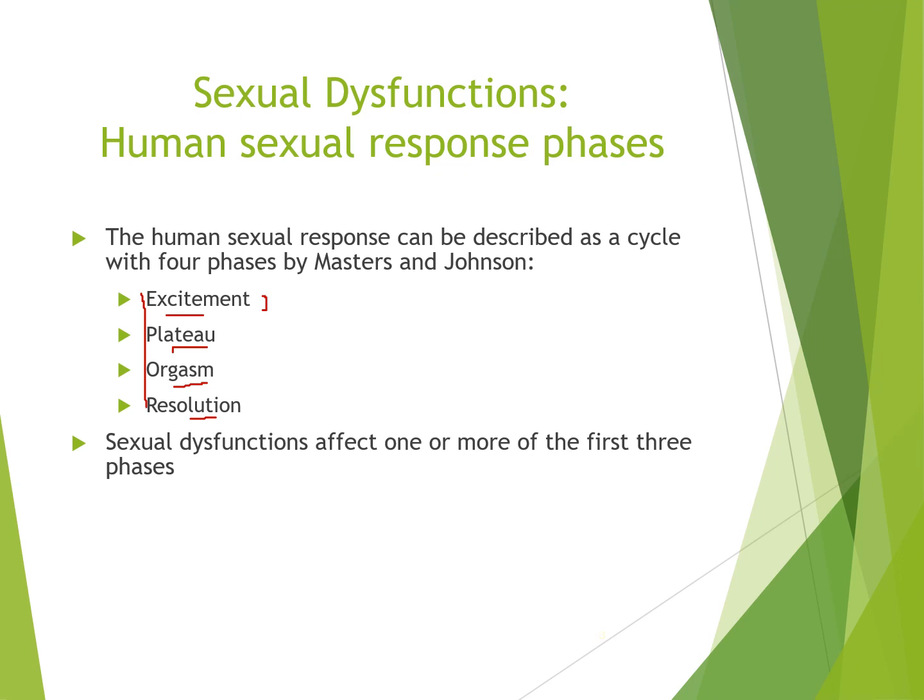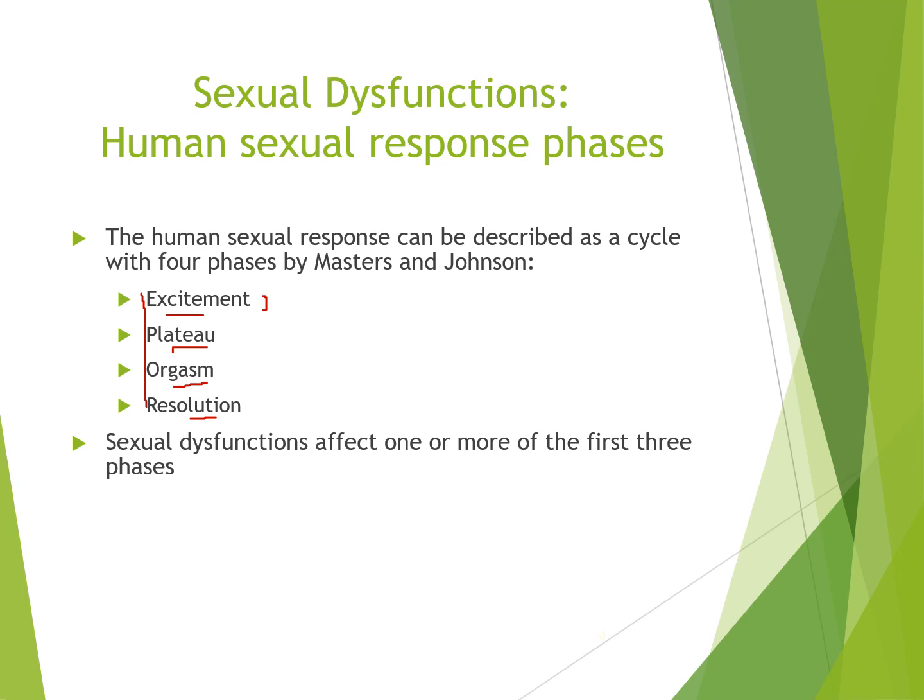According to Masters and Johnson, during the excitement period, sexual arousal begins to occur. Usually there's an increase in the heart rate, in the blood pressure, and in the blood flow in the genitals. Because of these activities, it causes erection in males, and in females, the vagina expands and begins to produce lubricants.